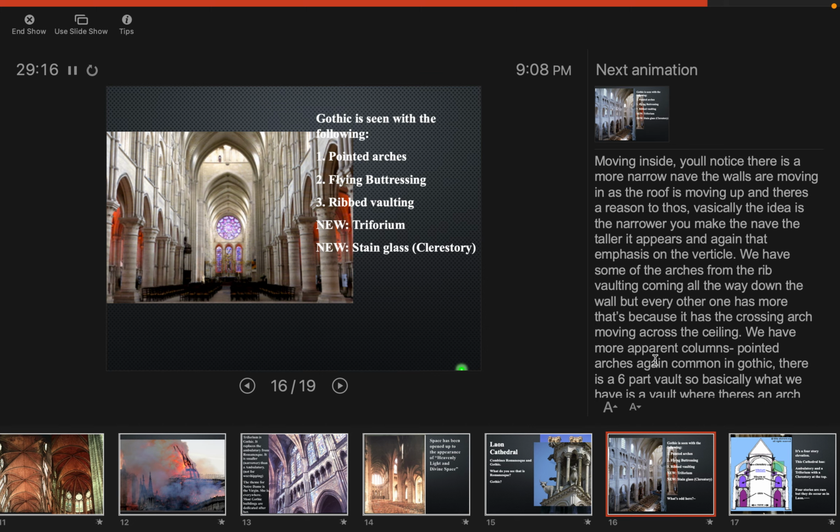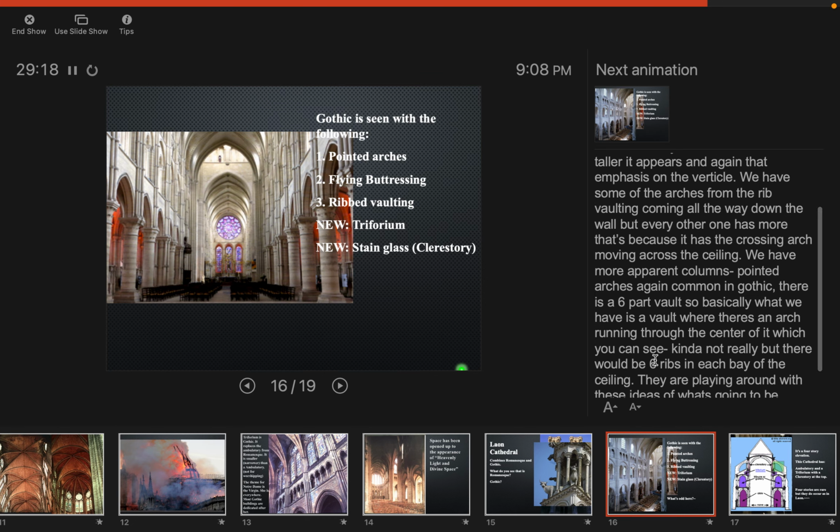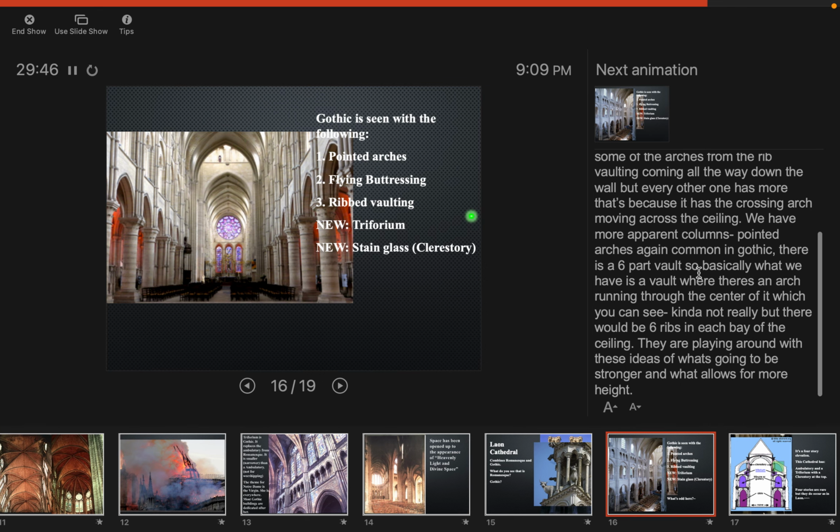We have more apparent columns, and they kind of look short and stout here, but they're not. They're pretty tall. Pointed arches, again, common in Gothic. There's a 6-part vault, so it's not really seen here, but believe me, it's there. So basically what we have is a vault where there's an arch running through the center of it. There would be 6 ribs in each bay. They're playing around with these ideas of what's going to be stronger and what allows for more height.